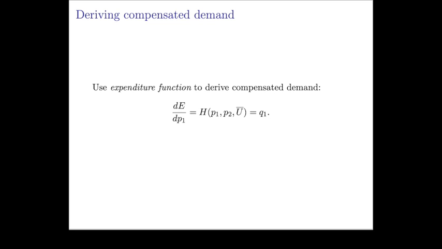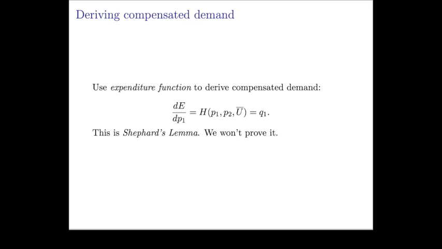Now the expenditure function and the compensated demand are actually quite intimately related. If we solve for the expenditure function, and we take the derivative with respect to the price of good 1, that actually gives us the compensated demand for good 1. This is called Shepard's lemma.